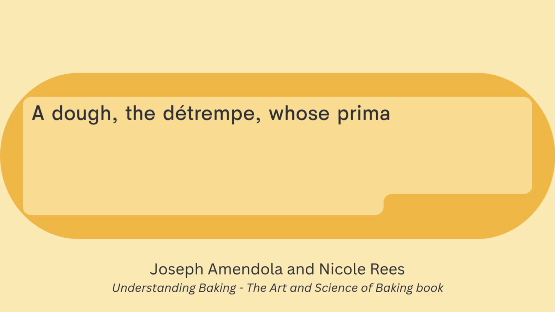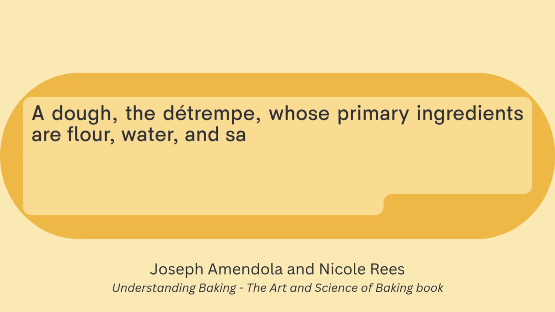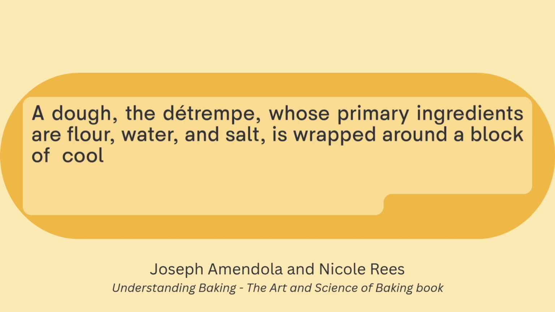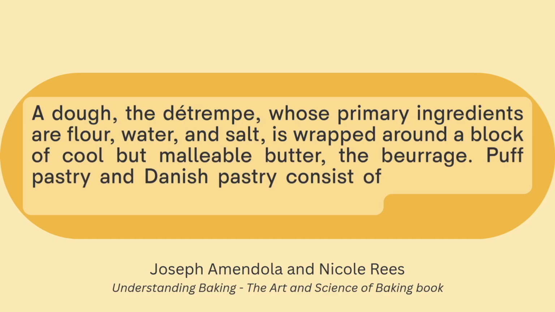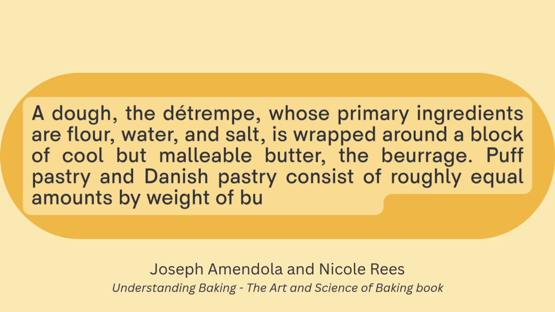In the book, Understanding Baking, the Art and Science of Baking by Joseph Amendola and Nicole Rees, a dough de triomphe, whose primary ingredients are flour, water, and salt, is wrapped around a block of cool but malleable butter, the barrage. Puff pastry and Danish pastry consist of roughly equal amounts of weight of butter to flour.